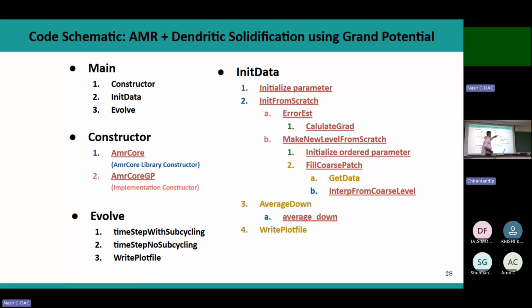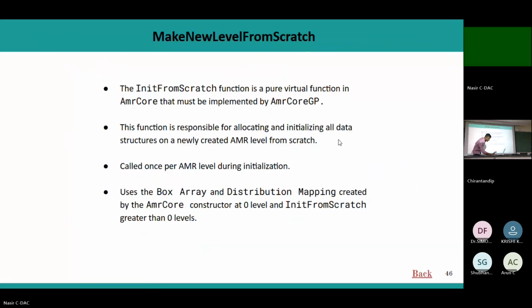Now this function is called here, and this is a design function. This calculated the gradient and created the grid array. Now the role of this make new level from scratch is, when we have the base level, this function creates the higher level grids. Just go ahead. This is the idea only.